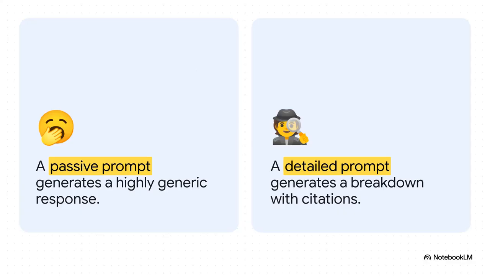Just look at the difference here. A simple "is this true" gets you the super generic surface-level response. But when you feed it a detailed investigative prompt, boom, you get a meticulous breakdown with actual citations. It proves a golden rule of modern tech. An AI is literally only as smart as the exact instructions you give it.